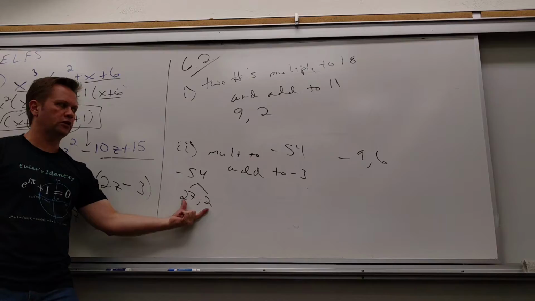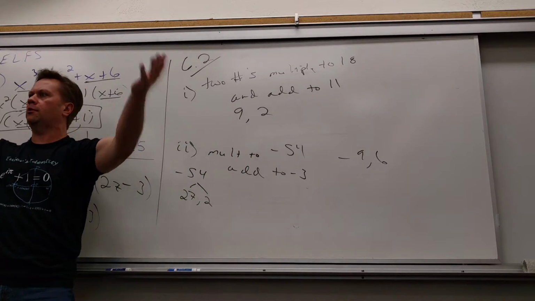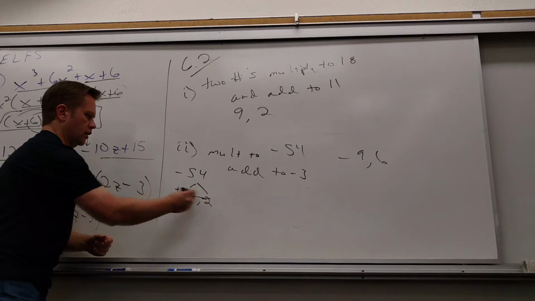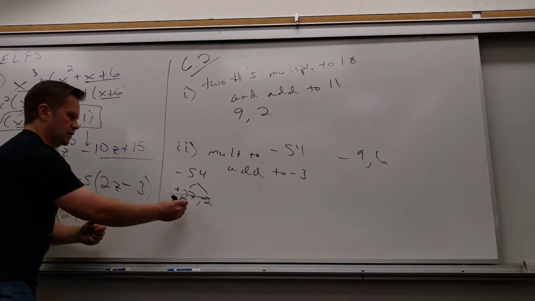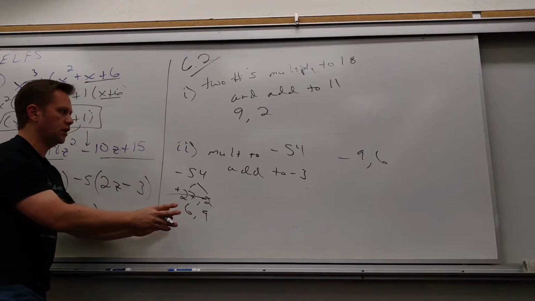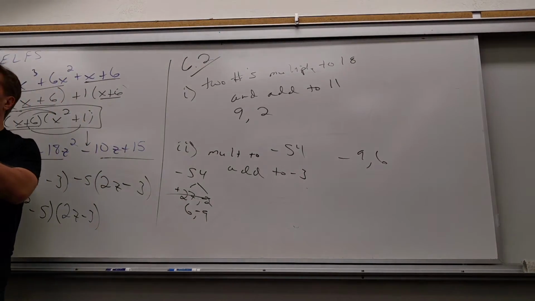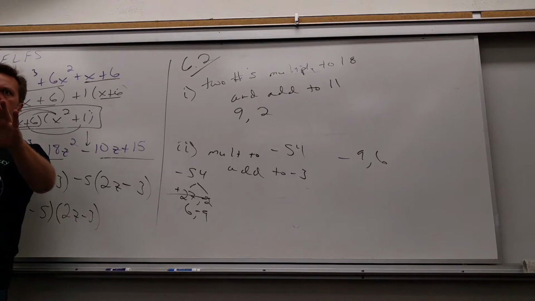But there's no way 27 and 2 is going to make negative 3. I don't care where I put the negative, right? So there or there, it doesn't matter. That's not a good one. So then maybe the next thing I think about is 6 and 9, and I go, oh, that would work. That would make negative 3 if the big one's negative. Cool. How we doing so far?